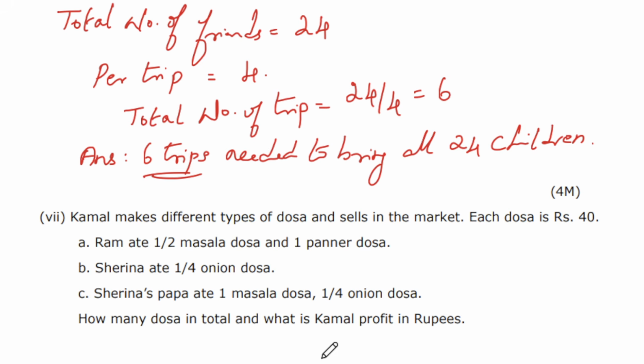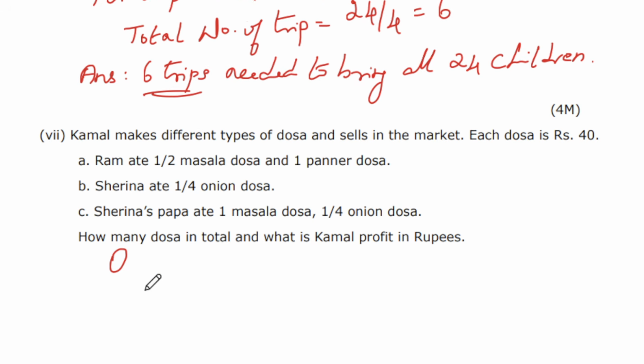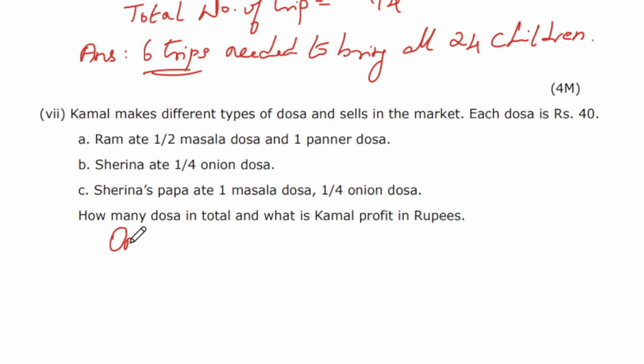Next question. Kamal makes different types of dosa. He sells in the market. So Kamal is a dosa maker and he's making different types of dosa and he's selling them in the market. Each dosa is rupees 40. So one dosa we will write: one dosa equal to rupees 40.